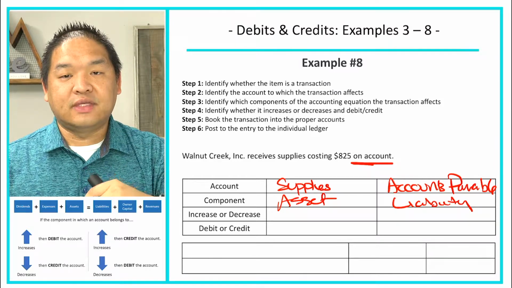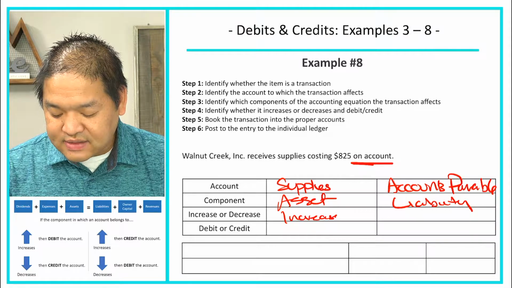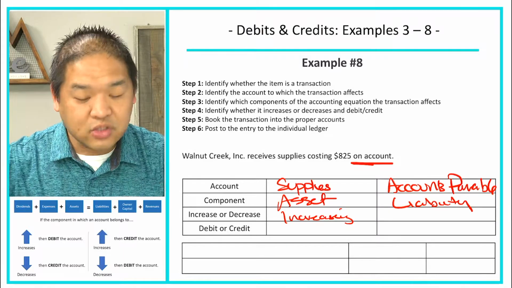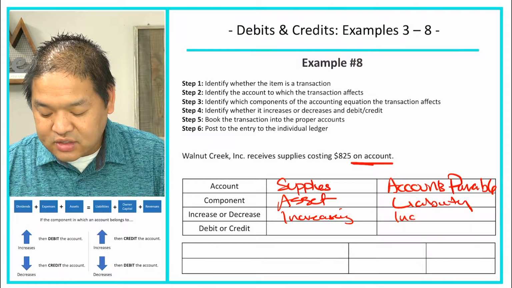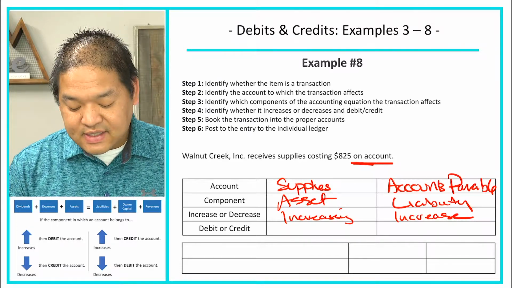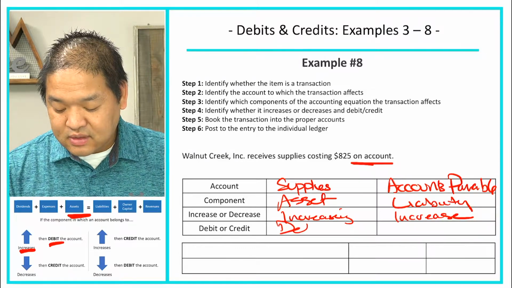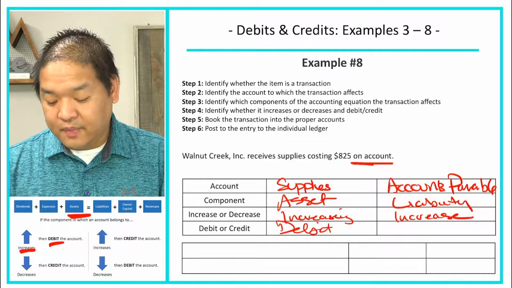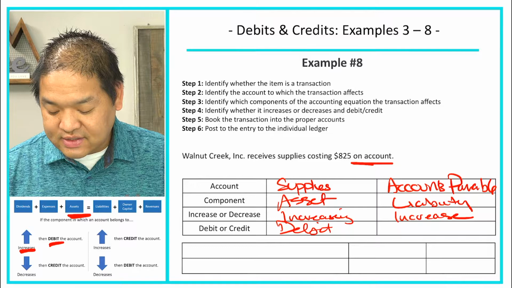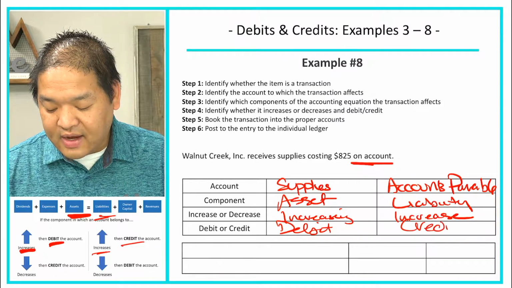All right, supplies is an asset. Is it decreasing or increasing? Well, we're receiving supplies, which means we're increasing supplies. What about accounts payable? We now owe more, and that's going to increase our liabilities. All right, so supplies is an asset. The asset is increasing. We are going to debit the account. What about our accounts payable? Our accounts payable is a liability. That liability is also increasing, so we are going to credit that account.